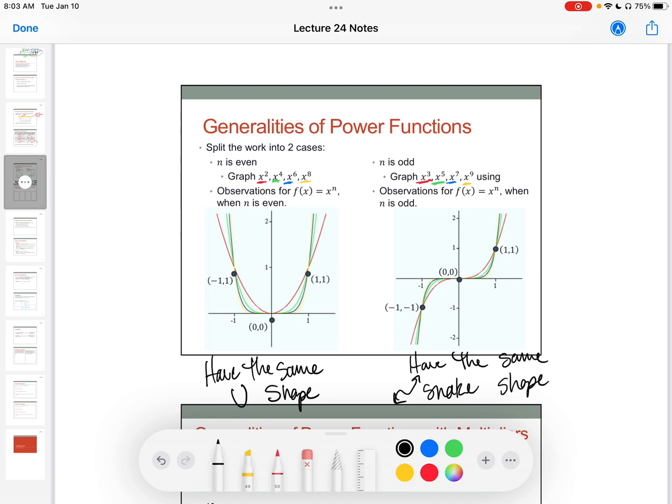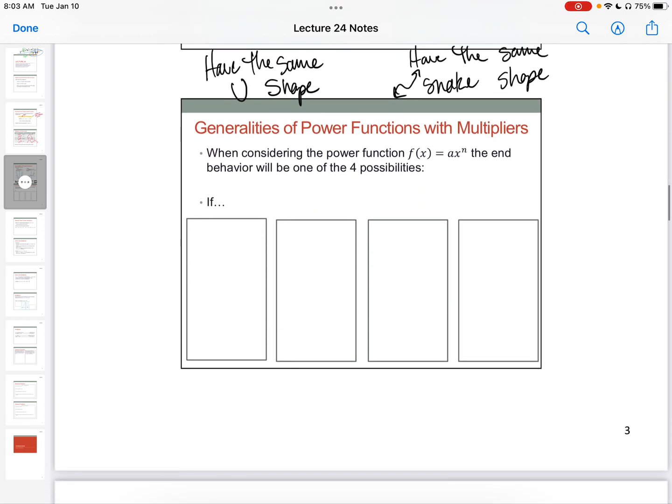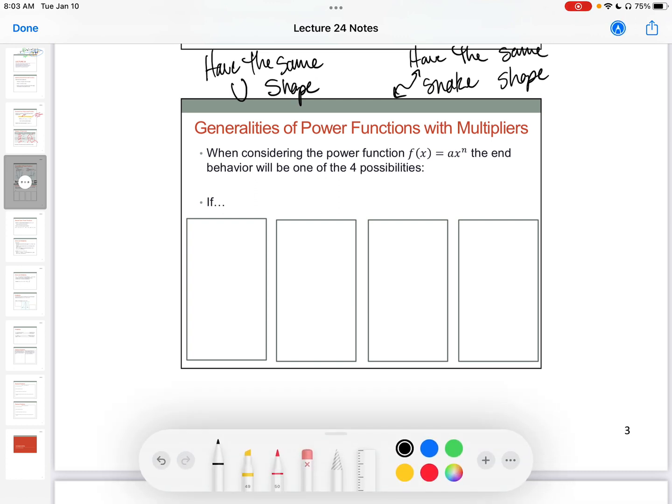So what this tells us is the degree of a function tells us what the shape of that function is going to be. Any of the even ones make that parabola U shape. Any of the odd ones make that kind of snake S shape as we're moving through it. Okay, so what we need to do now is talk about the power functions and the degrees and what they end up doing. Your power function that we're going to talk about is f of x equals a x to the n power. So the a and the n are going to provide us with what it's going to look like.